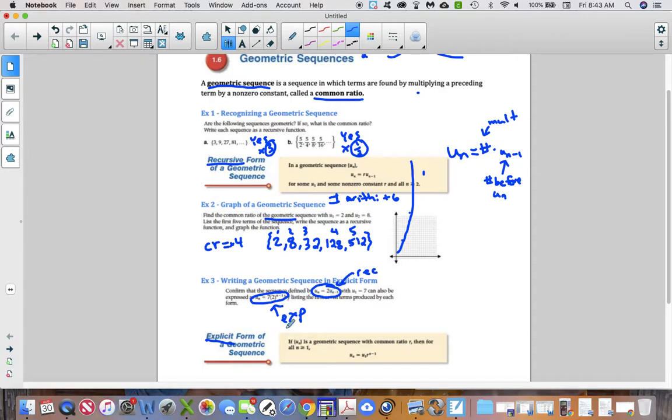Now the explicit formula, I like the way that they've written this because 2 is going to be my base. That's the part that's going in the exponential function. I'm multiplying by that each time. And then my exponent is x minus 1, or n minus 1. We're going to talk about that in just a second. The 7 is my first term.